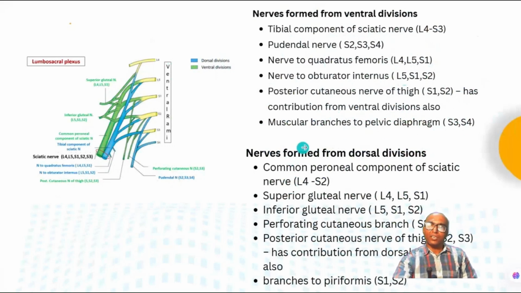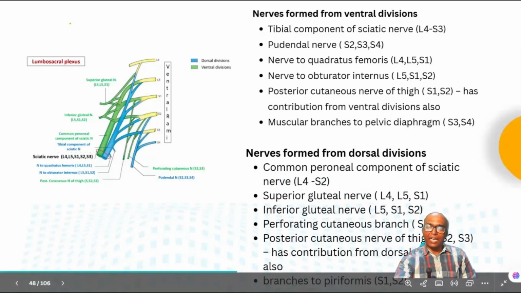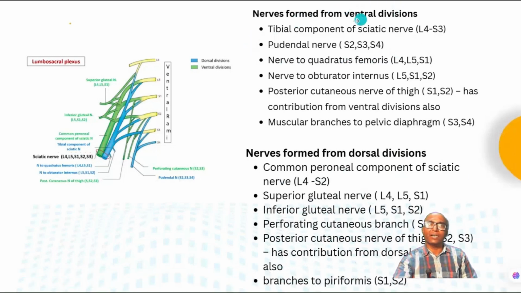Then nerves from the dorsal division, that is the common peroneal component of the sciatic nerve, superior gluteal nerve, inferior gluteal nerve, perforating cutaneous branch, posterior cutaneous nerve of thigh, which has contribution from dorsal division also, and branches to the piriformis. Out of which you remember this pudendal nerve coming from the ventral division of the lumbosacral plexus, having S2, S3, S4. This much also you remember is more than sufficient.